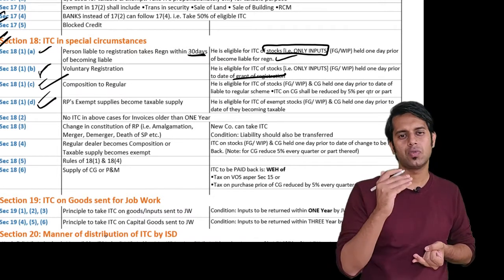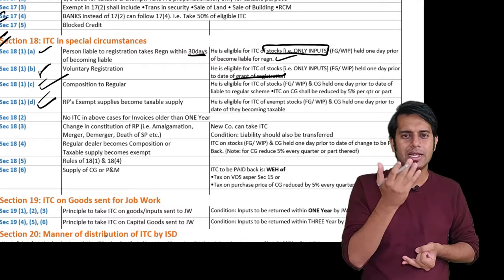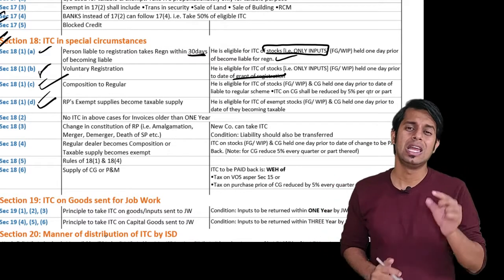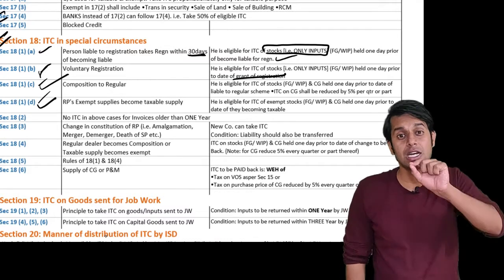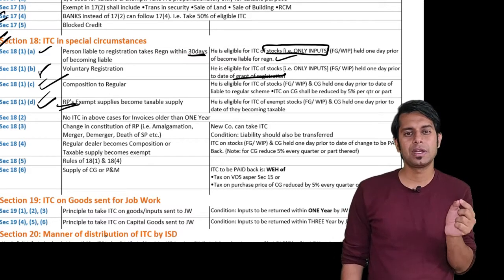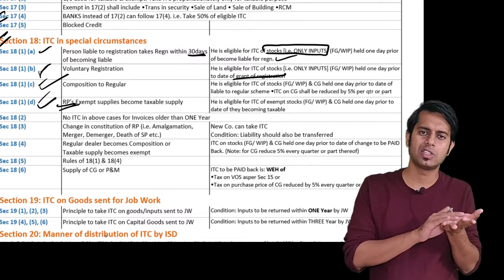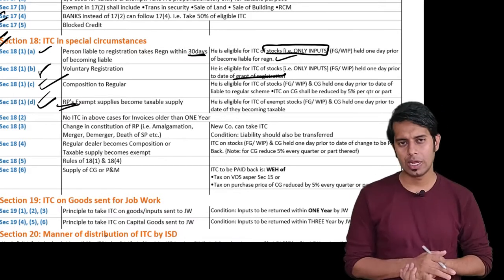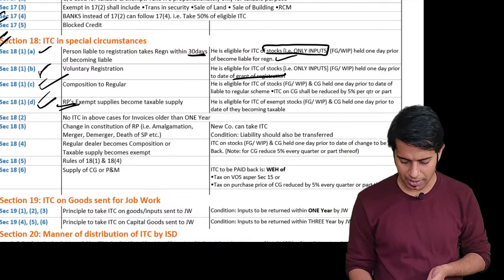But however, in case of capital goods, you will have to reduce the ITC by 5% per quarter or part thereof. Then section 18 subsection 1 clause D says, if your exempt supplies are becoming taxable supplies, then ITC, if a registered person, please note, it is for a registered person, if a registered person's exempt supplies become taxable supplies, then he can take input tax credit on all the inputs, that is stock which is available one day before the change, and also the capital goods which are available one day before that change. However, for capital goods, he should reduce by 5% per quarter or part thereof.